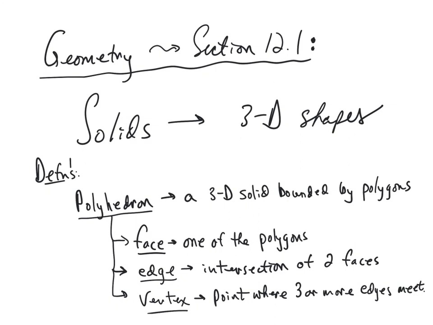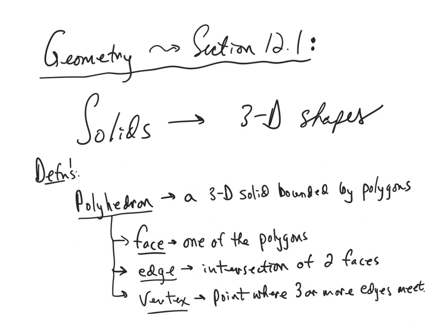Welcome back to geometry. Today we're going to get ourselves started on chapter 12. And what we're doing here is we're moving from two-dimensional shapes that we've been focusing on for the vast majority of the year to three-dimensional shapes. And the term that we use just in general for three-dimensional shapes is solids.